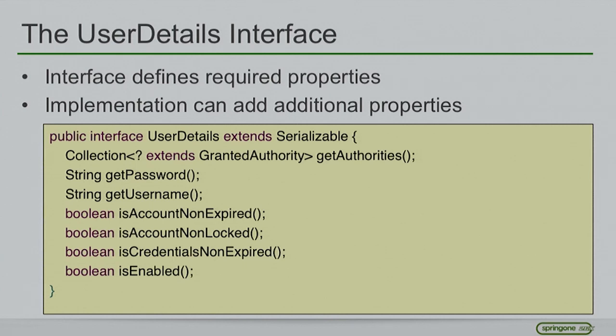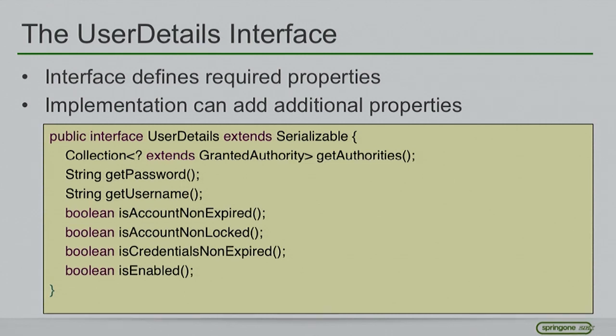The user details class defines the required properties. Get password and get username imply that you have to have a password and a username property. Get authorities implies that you have an authorities property of some type. Now, Spring has some out-of-the-box implementations of this, but you can implement it any way you want. If you implement the user details class, then you can extend it and add your own properties.